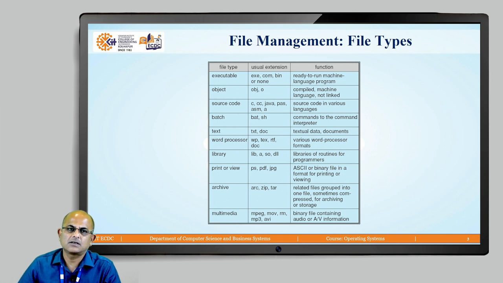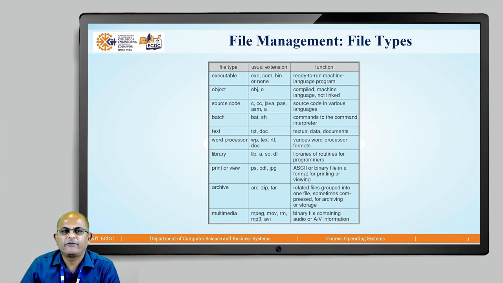Then comes text files. They generally end with .txt or .doc, basically used to contain various textual information. Then comes word processor. They end with .doc, .docx, then .text, .rtf. These are various word processor formats. Then comes various library files. That is, they end with .lib or .a, .dll, etc. These are libraries of routines for programmers, various programmers.